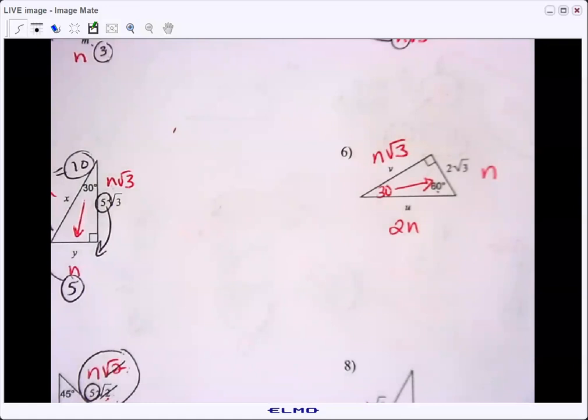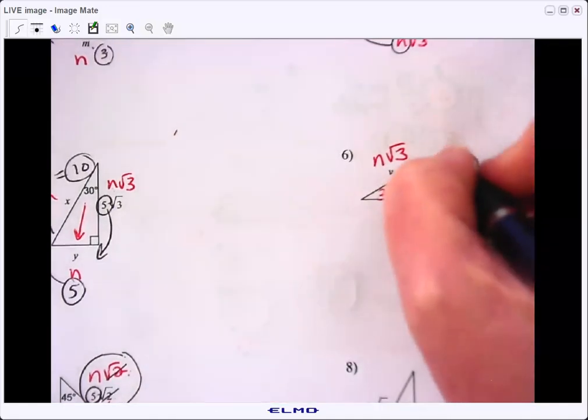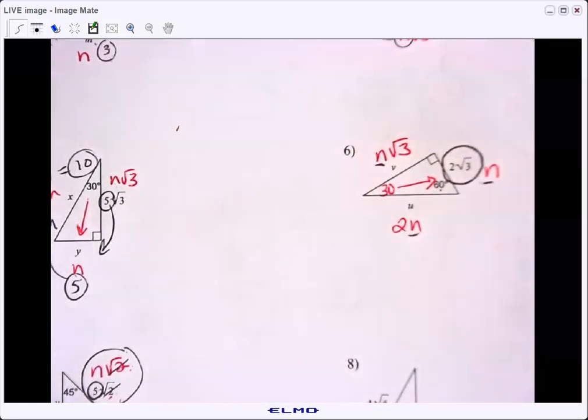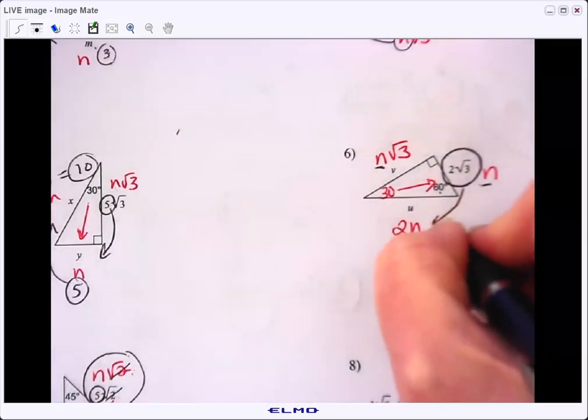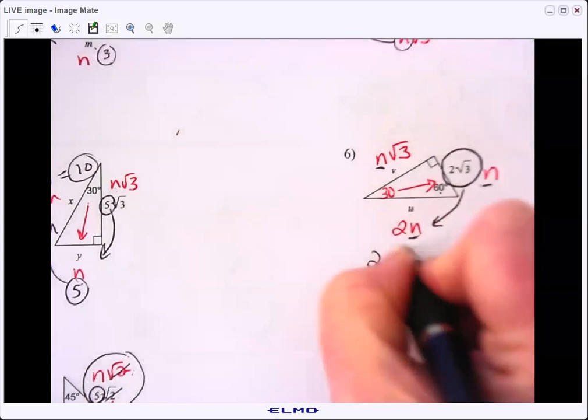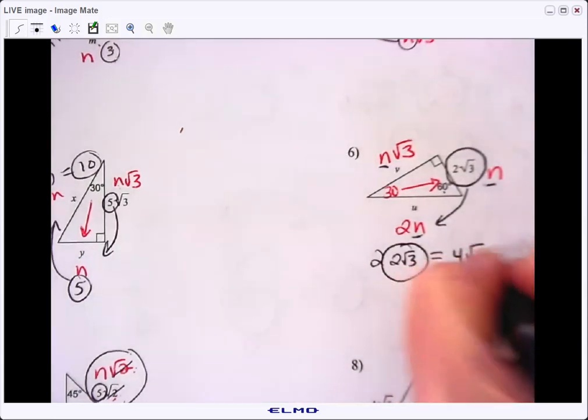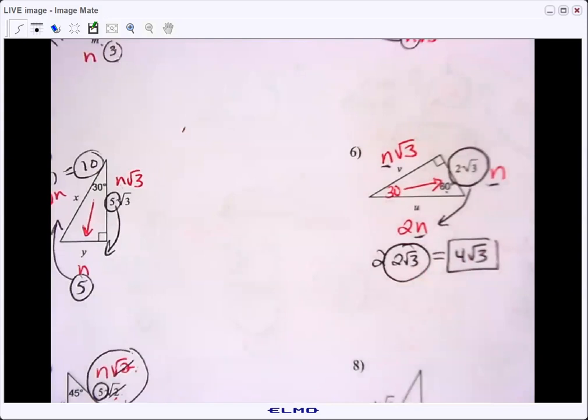2 root 3. Good. Okay. 2 root 3. This is my n. And wherever I see an n, I'm going to substitute 2 root 3 right there. I go 2 times whatever n was, which is 2 root 3. What is 2 times 2 root 3? 4 root 3. Nice. And there's your answer.